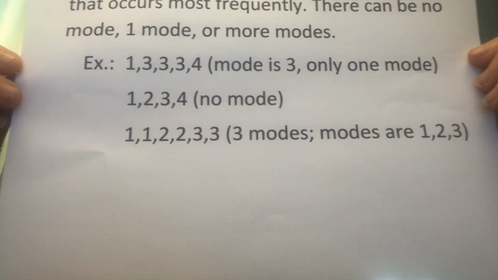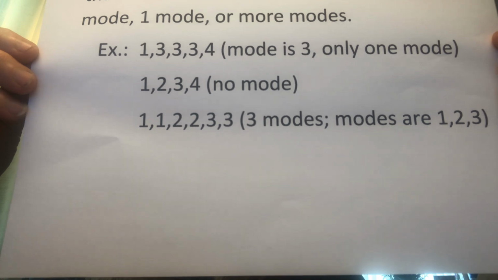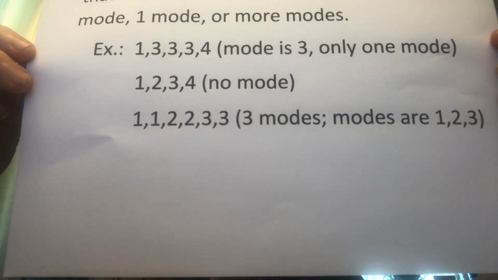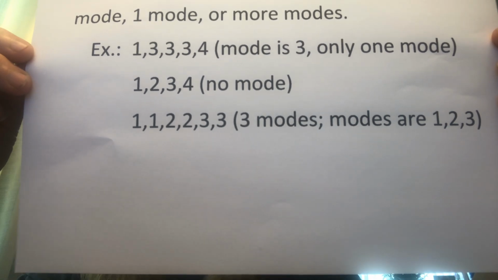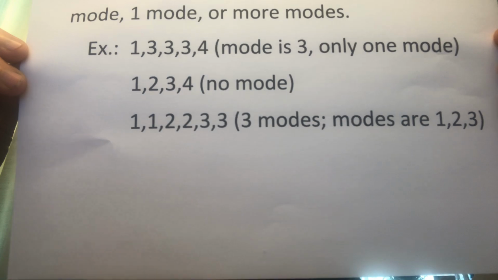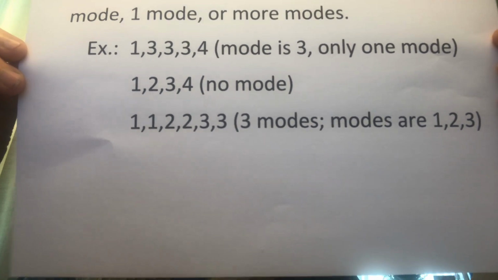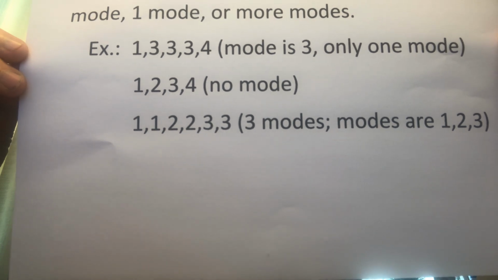Now, for the second data set, you were given 1, 2, 3, and 4. None of these repeat. So if you have values that only occur once and never repeat, no one ever answered 2 or no one ever answered 3, then you have no mode.